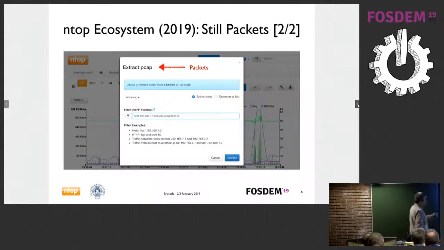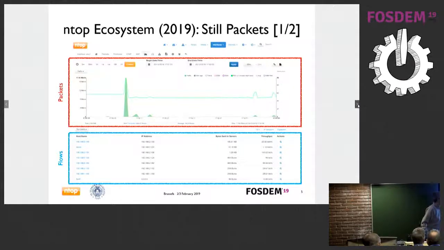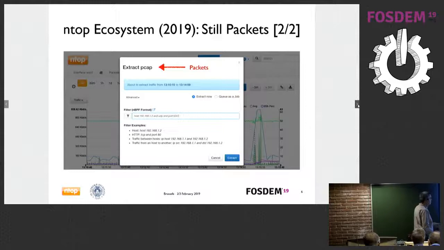And again, people like to see a peak. Again, there was a peak here, and you want to see what's happening. You can see the flow, but if you don't trust flows and want to go down to packets, in ntopng you can click and say, give me the packets. So again, we're talking about packets.